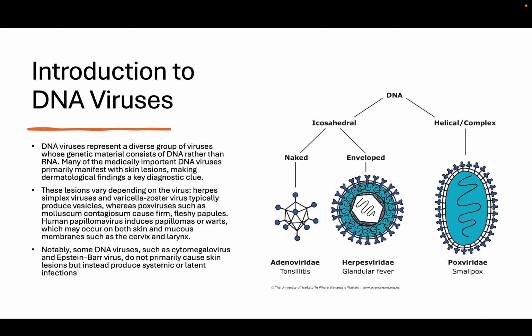DNA viruses represent one of the most diverse groups of viruses that there is. By DNA viruses, we technically mean that the genetic material is made of DNA. You can really put them into three families based on their shapes. If they're icosahedral, you have two different types. You have the naked ones, which are the adenoviridae, the adenoviruses. If they're enveloped, they're more the herpes viruses. And if they're helical, complex in shape, these are the poxviridae family.